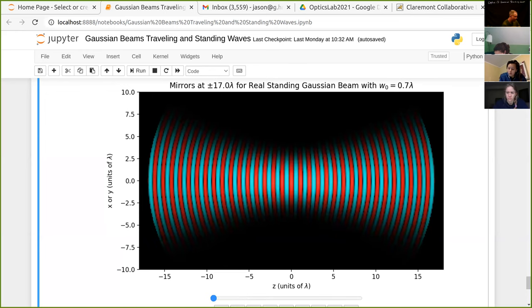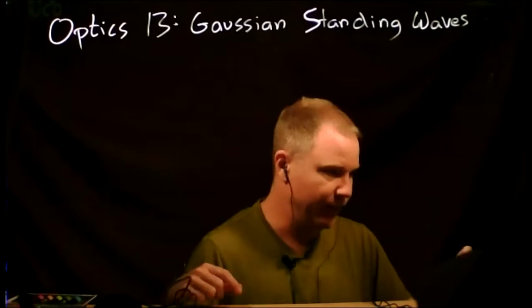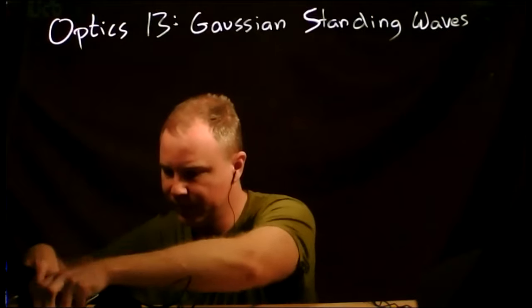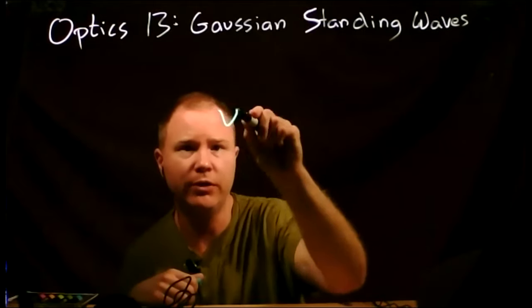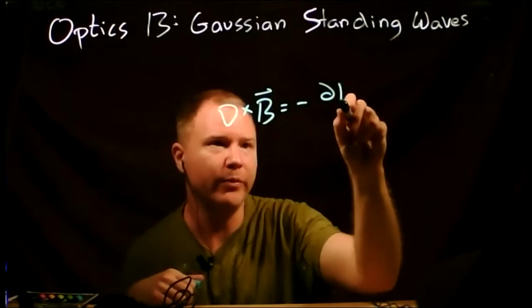So when the electric field is at a maximum, like here, there is no magnetic field. And when the electric field is at a minimum, like here, the magnetic field must be at a maximum. And if you look at Maxwell's equations, you can see that they trade off between electric and magnetic field. So for example, Faraday's law is that the curl of B equals minus the time derivative of E.